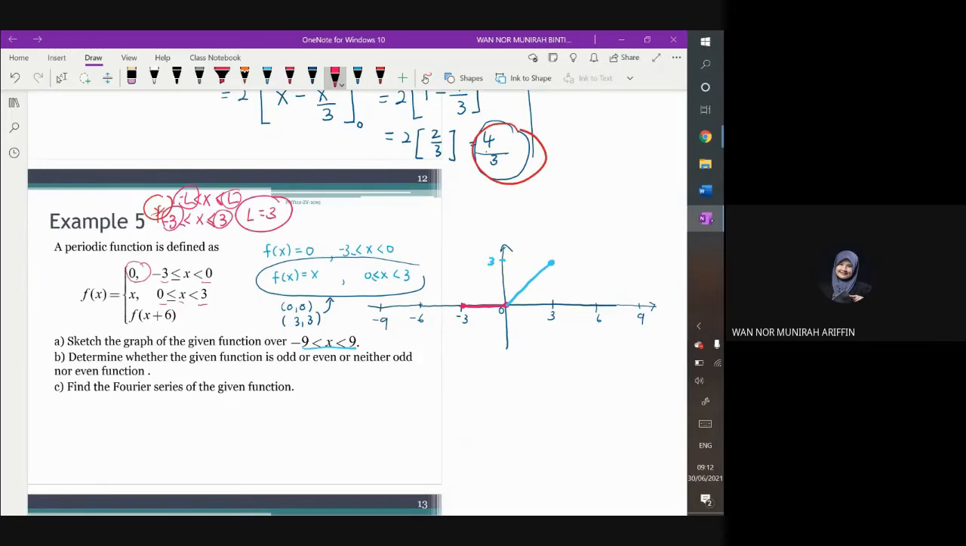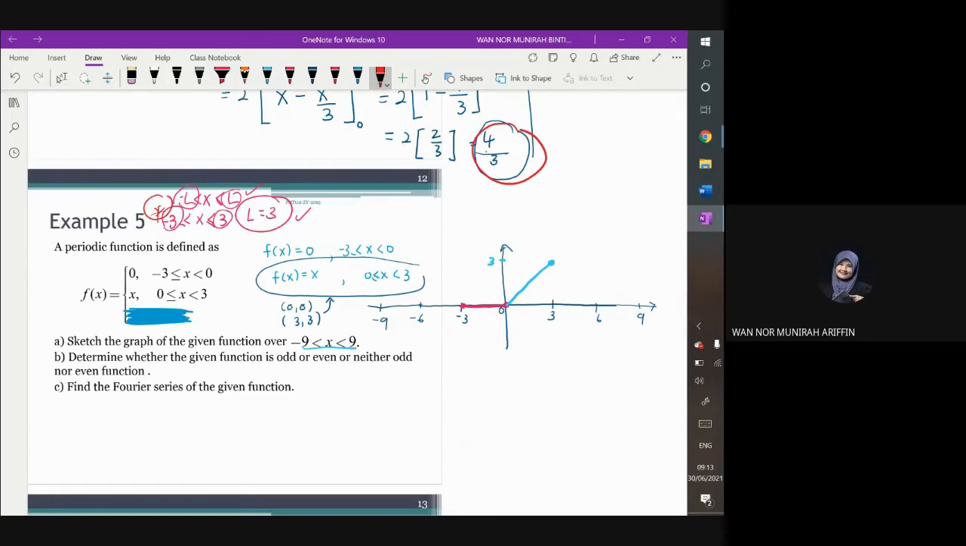Otherwise, you can refer to the notation here. The notation here is f(x + 6). x + 6 means that 2L equals 6. Therefore, you can conclude that L equals 3, the same as the previous knowledge that we have. First of all, to avoid any confusion, you can eliminate this from your function, because this is not being calculated. f(x + 6) is just to show that you have a periodic function, but it is not being calculated.